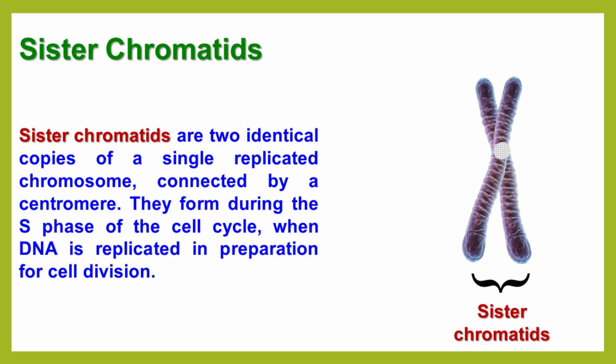Sister chromatids are two identical copies of a single replicated chromosome, connected by the centromere. Before the cell division starts, either mitosis or meiosis, in the S phase, the DNA, which is in the chromatin state, replicates, and the DNA amount of the cell becomes double. In the late prophase stage of mitosis or prophase 1 of meiosis, as the chromatin becomes compact, we can see it as sister chromatids.